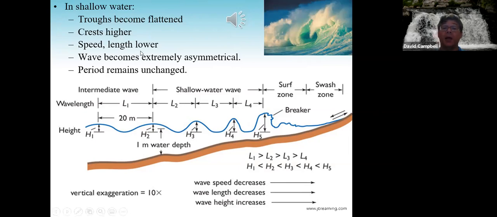The bottom, the trough, becomes more flat, crests get higher, it slows down, wavelength decreases, and the wave becomes, rather than fairly symmetrical, much more asymmetric. Turns out the period stays the same in all this. It doesn't change.